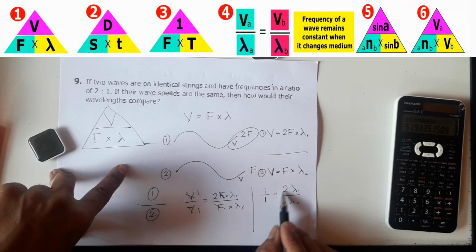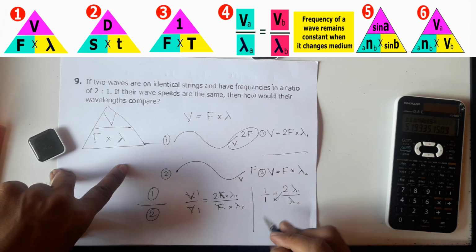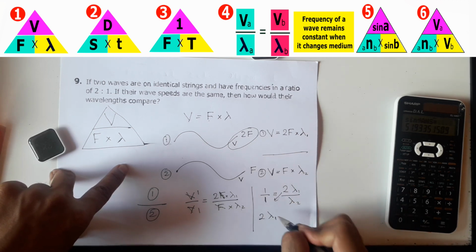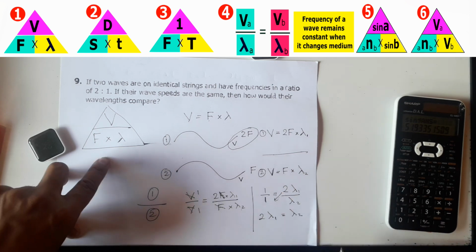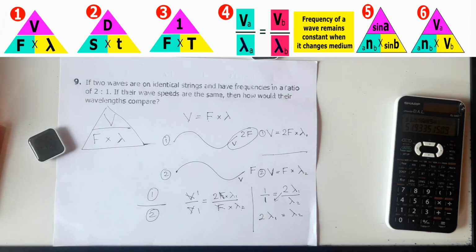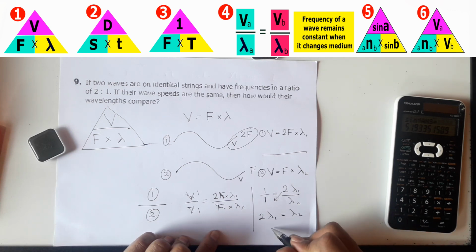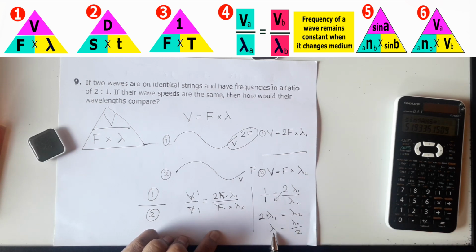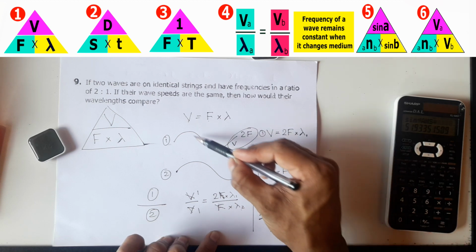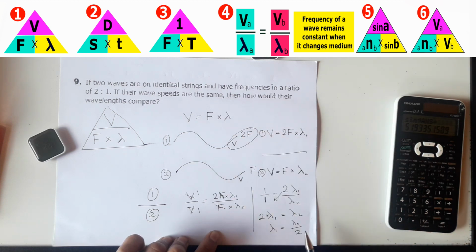So if we cross multiply, 2 lambda 1 is equal to 1 by lambda 2. So this is the relationship between the two wavelengths. If I make lambda 1 the subject, I throw across the 2, which is a multiply, I'm going to get a divide. That means for me to get the wavelength of the first wave, I have to take the wavelength of the second wave and divide it by 2.